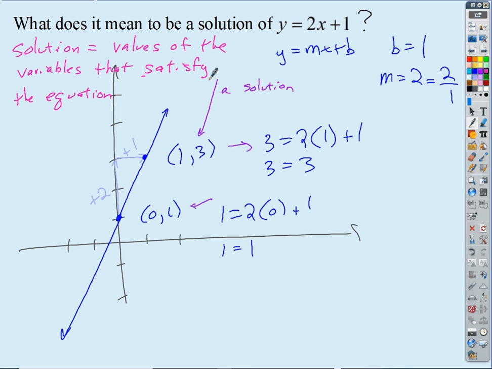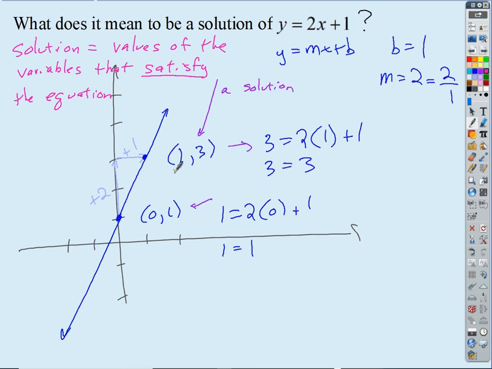Right? In this case, how many different kinds of variables are there in our equation? 2. So we need 2 values in our solution, don't we? Well, here they are. We need a value of x and a value of y, right? I can go about finding other solutions. In fact, we can do something kind of cool here.